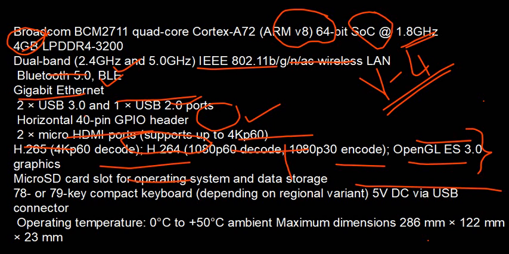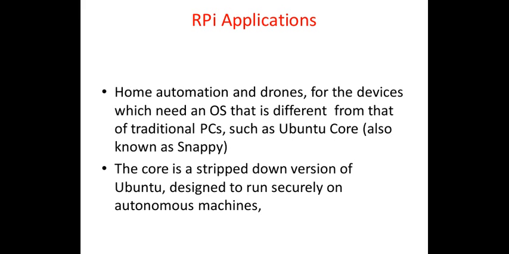So which we generally did not find in any kind of our previously discussed prototype platforms. Okay. So now let us move ahead with some more aspects of this Raspberry Pi applications, home automation and drones for the devices which need operating system that is different from the traditional PCs. So this I have already spoken about, right?